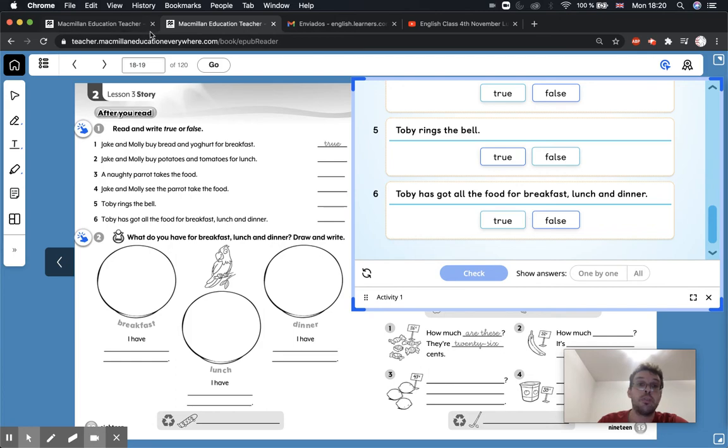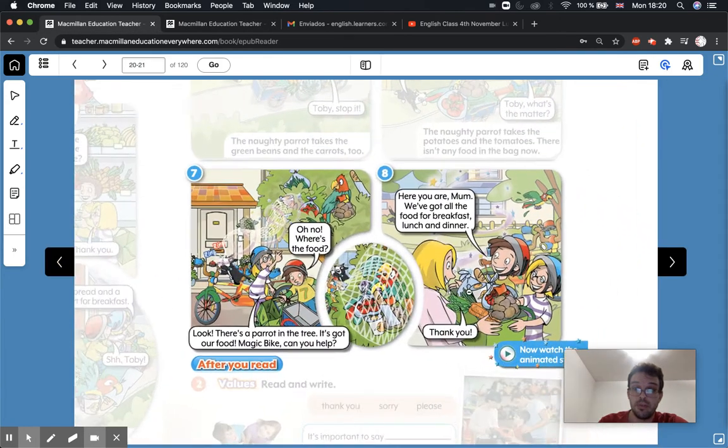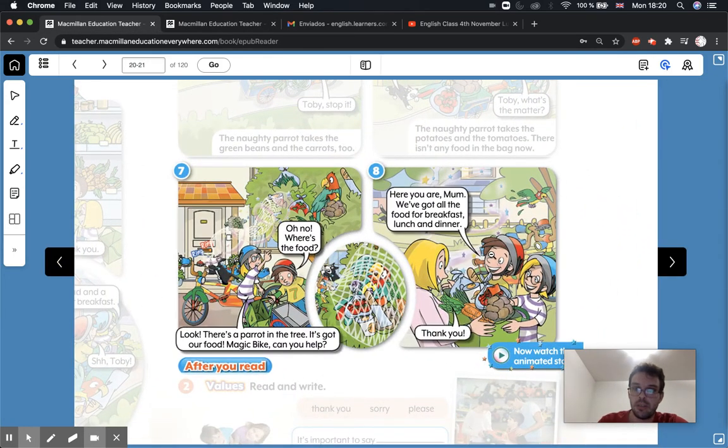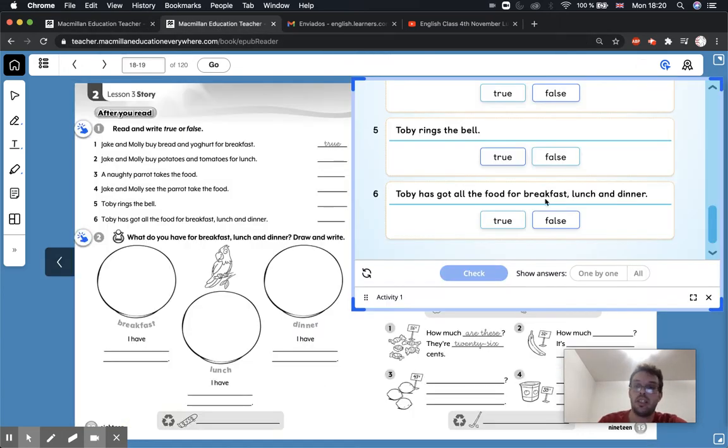Well, it's false because that's not Toby. Toby's the dog. This is Jake and Molly, right? So Jake and Molly have all the food, not Toby. Okay. So the answer is false. False. And number 6, false.